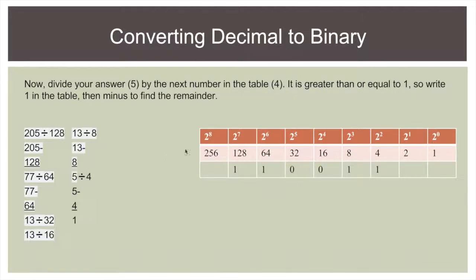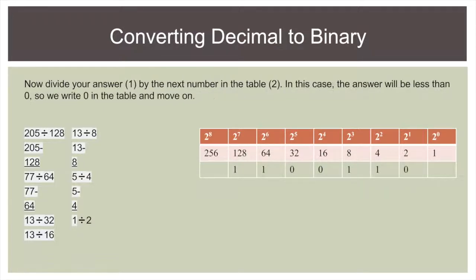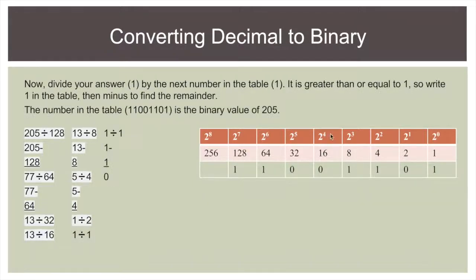The next step, 5 divided by 4, works, so we put a 1 there. 5 minus 4, we get 1. 1 divided by 2 doesn't go, so we put a 0 here, which you'll see there. And then we put a 1 there. Now 1 divided by 1, that always works. We put 1 there, we minus it to make sure we have no remainder.